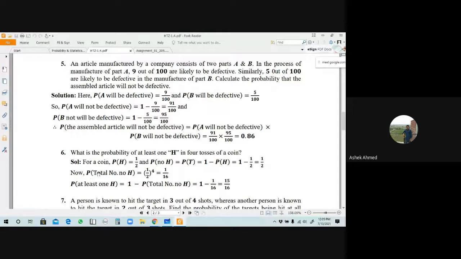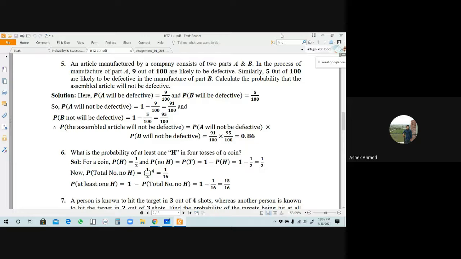Now, the probability of total number of no ace. Since the question says at least, what do we mean by at least? At least one ace should be there. For this, I first found no head. The total probability of no head is 1/2 to the power of 4, since you toss 4 times. This is 1/16. Then for at least, what do we do? 1 minus the probability of no head, and the result will be what?